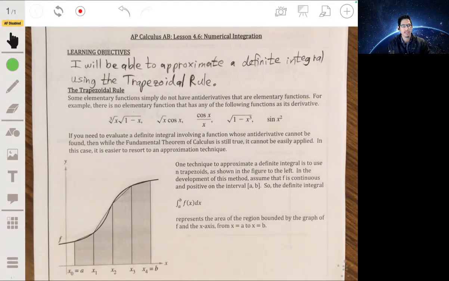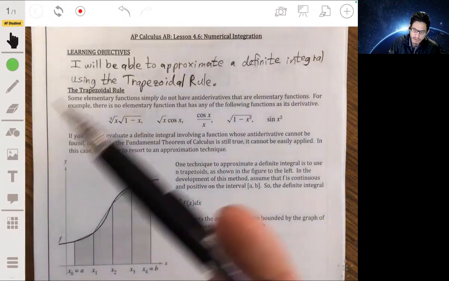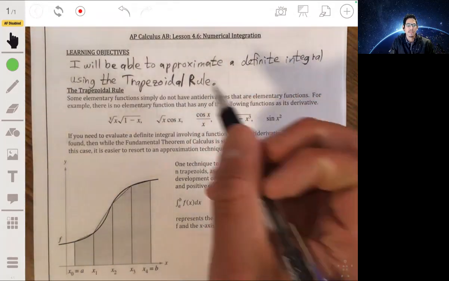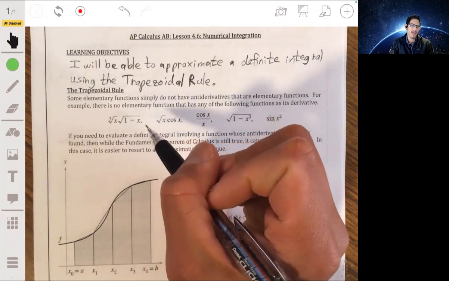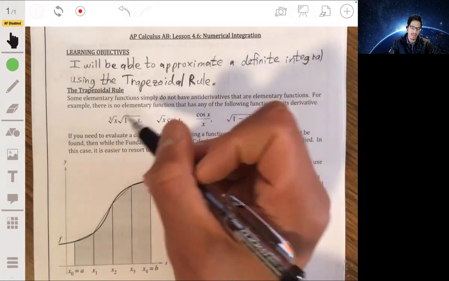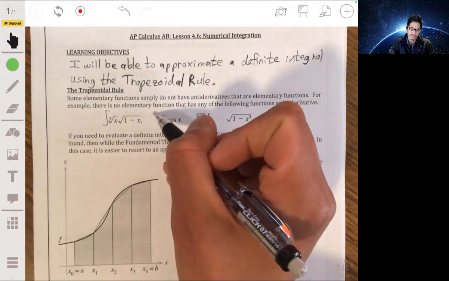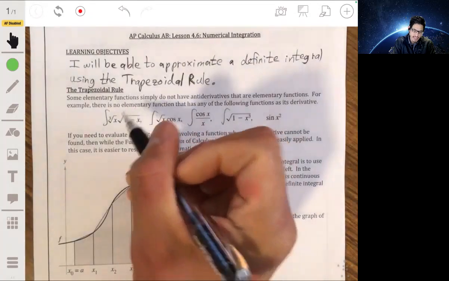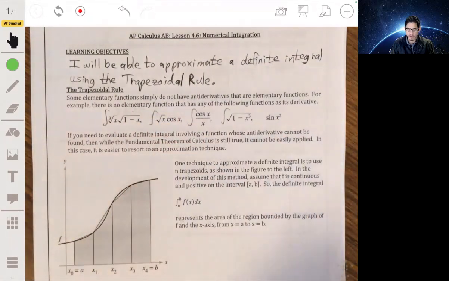All right, so the goal in this lesson is to be able to use the trapezoidal rule to help approximate a definite integral. Now, what's the point of this? Why do we need to use the trapezoidal rule if we can just use the fundamental theorem of calculus? That's easier. Well, the issue is there are some functions that don't have antiderivatives. So if you want to integrate, for example, any of these, you just couldn't do it using the fundamental theorem of calculus because you can't find an antiderivative. And so now you're stuck. It's not going to be a simple formula.